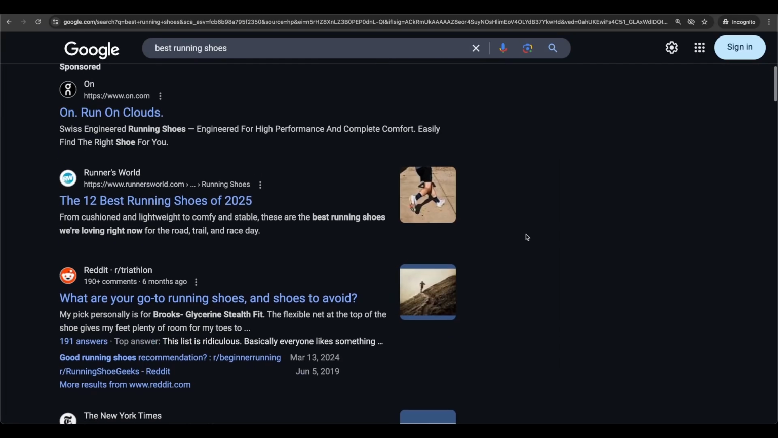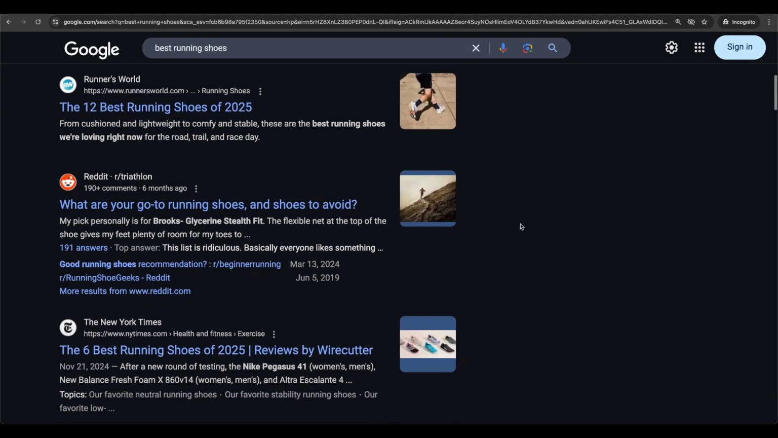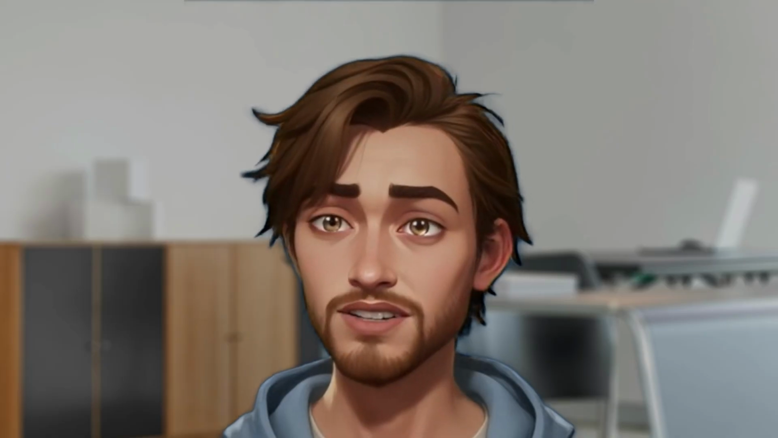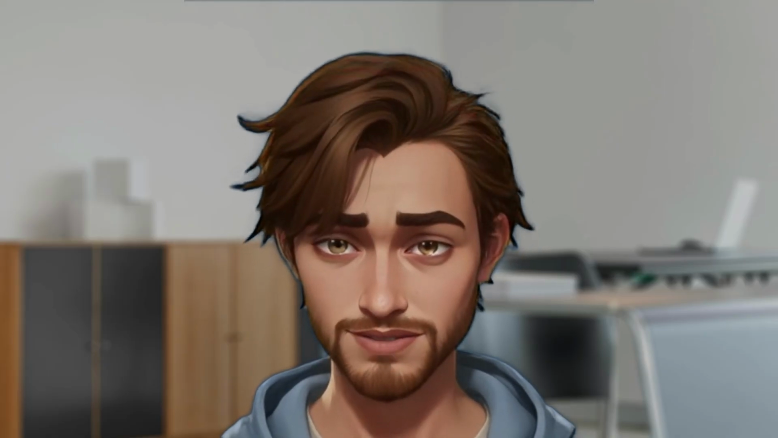You could type in a search term that you wanted to rank for, see where you showed up in those 10 blue links, and the higher you ranked, the better. In a GEO world, it's way harder to tell how you're performing.